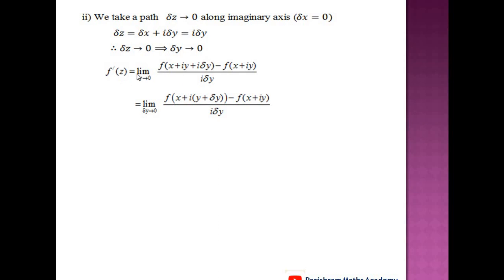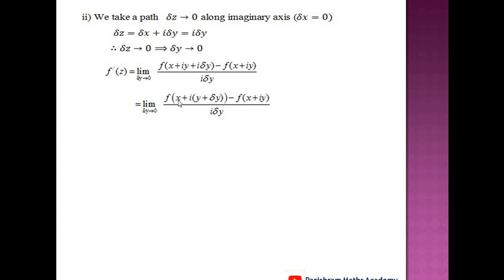Next, we can find the value of f dash of z. We take a path delta z tends to 0 along the imaginary axis. It means along the imaginary axis the value of delta x is 0, and therefore delta z equals delta x plus i delta y. The value of delta x is 0, and therefore delta z equals i delta y. Delta z tends to 0 implies delta y tends to 0, and therefore f dash of z equals limit delta y tends to 0 of [f of (z plus delta z), where delta z is i delta y, minus f(x + iy)] upon delta z, which is i delta y.